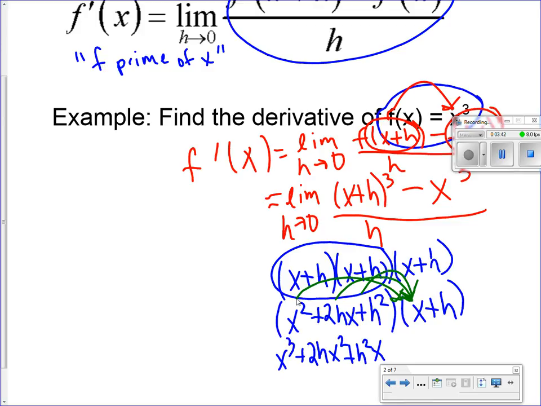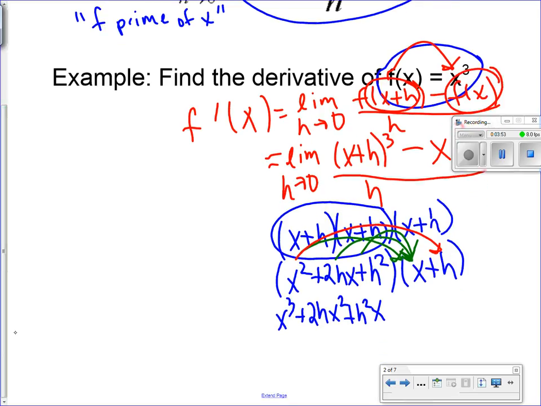Now I'm going to repeat. I'm going to distribute those terms to the h. x squared times h is just hx squared. And then 2hx times h is 2h squared x. And then lastly, h squared times h is h cubed.